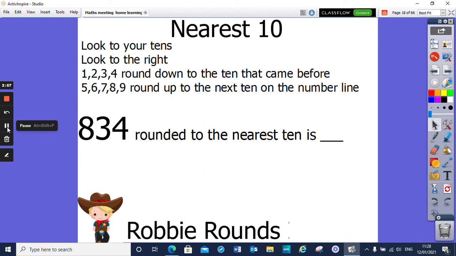Rounding now to the nearest 10. Join in the rhyme with me. Look to your tens, look to the right. 1, 2, 3, 4. Round down to the 10 that came before. 5, 6, 7, 8, 9. Round up to the next 10 on the number line. Excellent, well done. We've got 834 rounded to the nearest 10. Pause the video now and have a go.